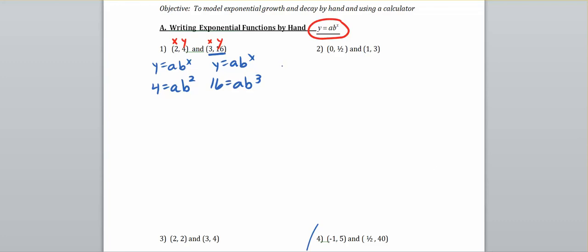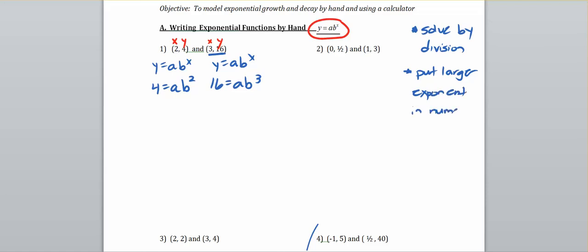Okay, and the trick is to put the higher variable on top. So you're going to solve by division, and you're going to put the larger exponent in the numerator. If you can do that, it's going to make your life a lot easier to solve. So what I mean is, here's one equation, here's another equation. The higher exponent is b to the third. So I'm going to put 16 equals ab to the third in the numerator, and I'm going to divide it by the other equation with a smaller exponent.